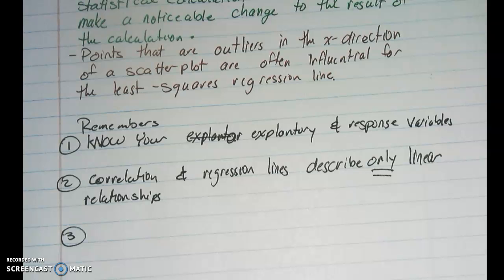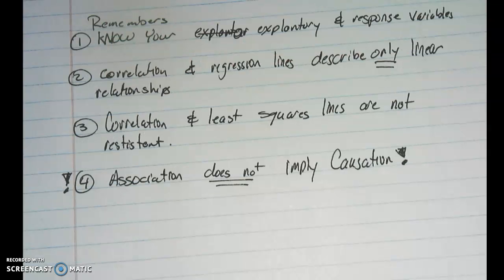Number two, your correlation and regression lines describe only linear relation. Correlation and least squares lines are not resistant. Number four is like key. Association does not imply causation. There's been a question on the AP exam every year and on the CSI final. Here's your association, and that means that this causes this. So if you can take anything from this chapter, association does not imply causation. Okay? That's the key thing to remember from that one.